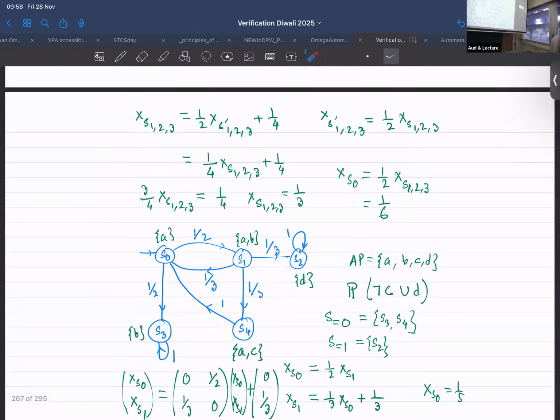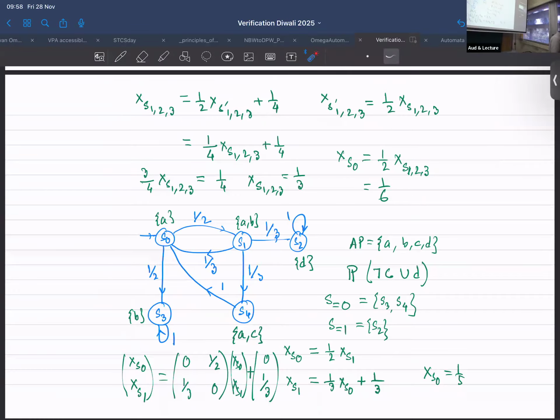So we possibly saw this example, right? What were we trying to see? The probability of not C until D. How did we solve this? We saw S0, so not C until D.